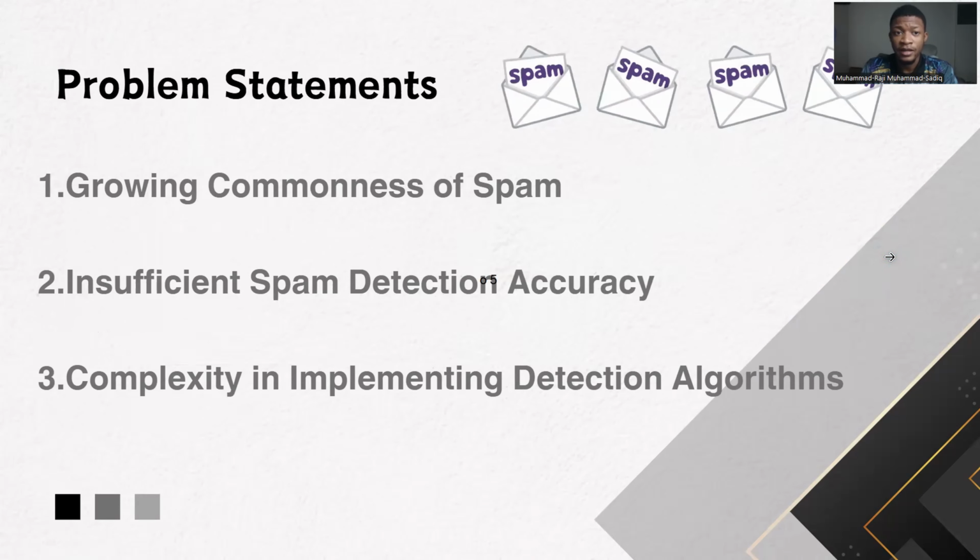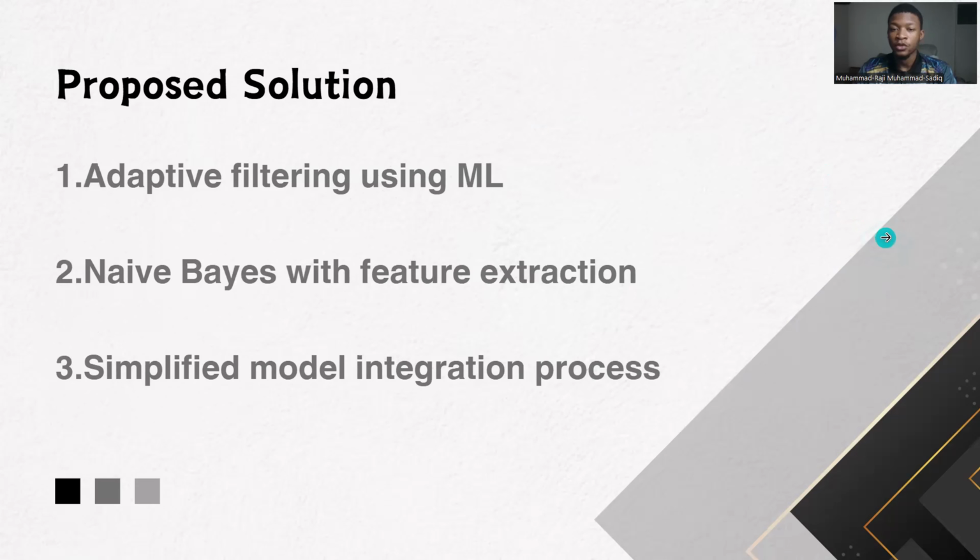Next is the problem statement. So I've identified 3 problem statements, which are growing commonness of spam, insufficient spam detection accuracy, and complexity in implementing detection algorithms. Next is the proposed solution. The first is adaptive filtering using machine learning. Second is Bayes with feature extraction, and third is the simplified model integration process. So these 3 proposed solutions actually address each of the identified problem statements.